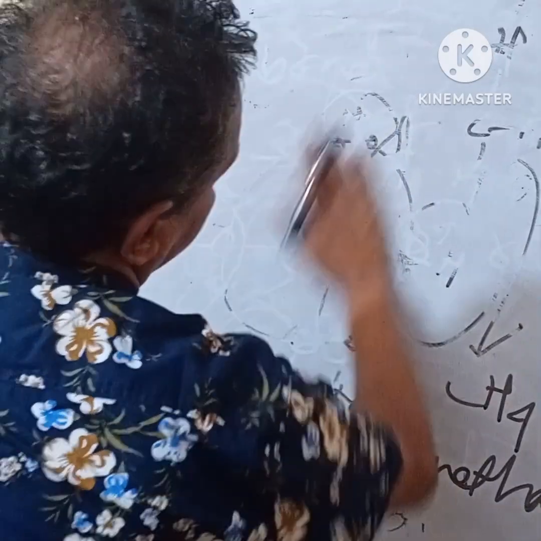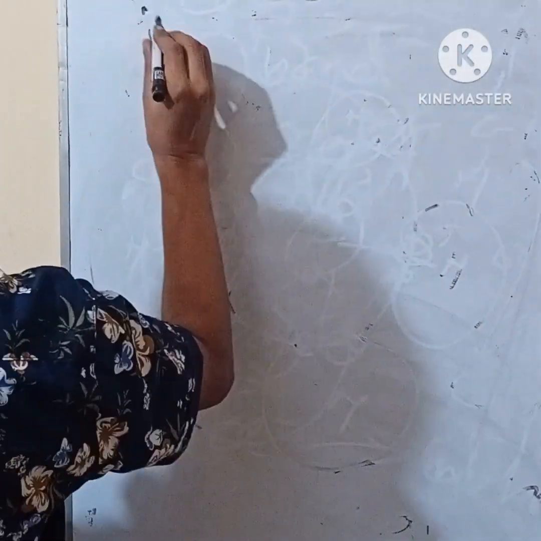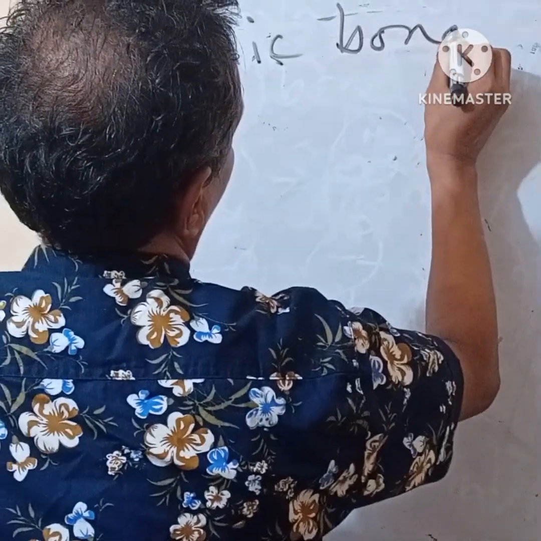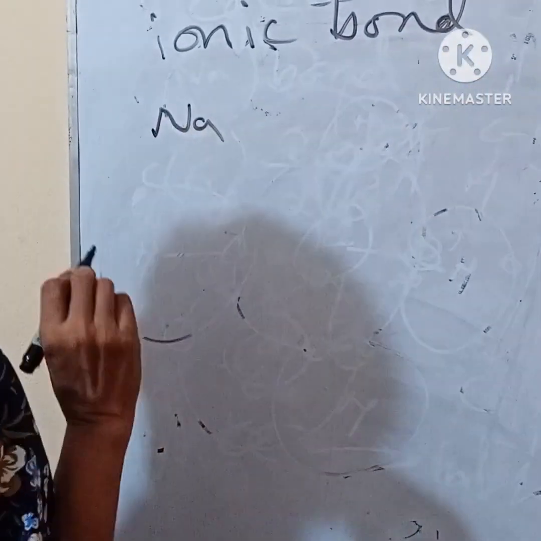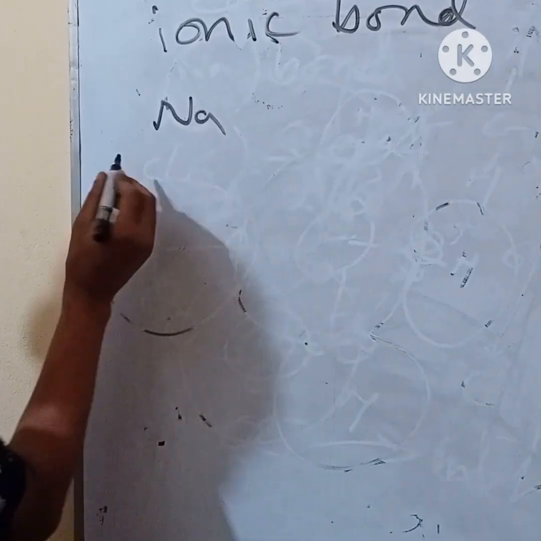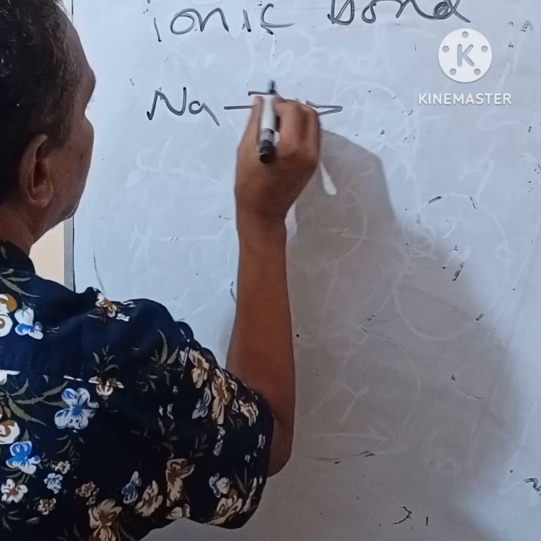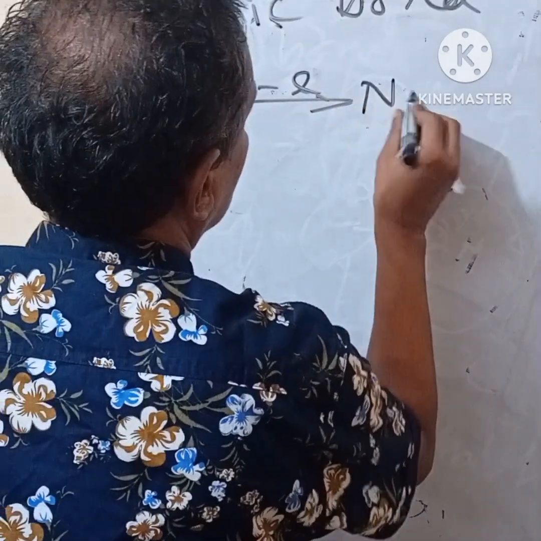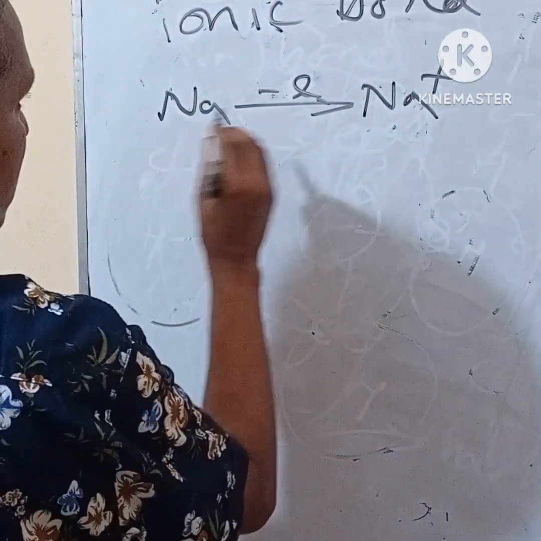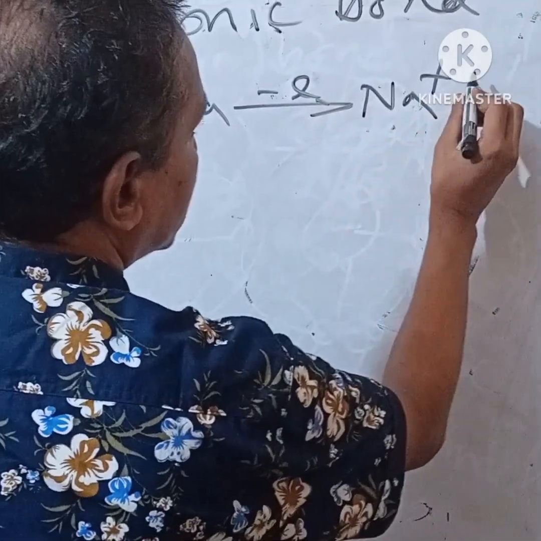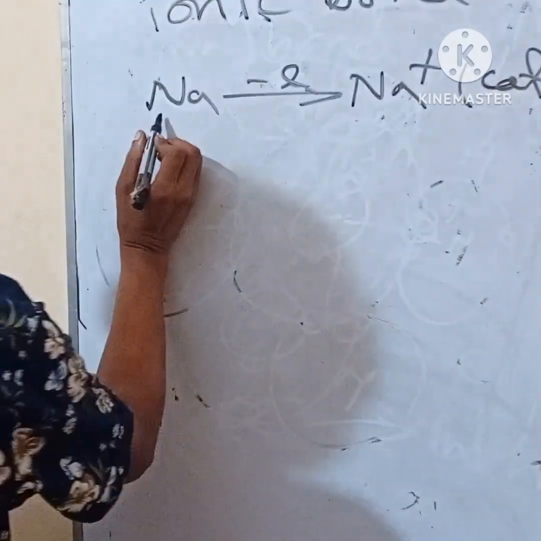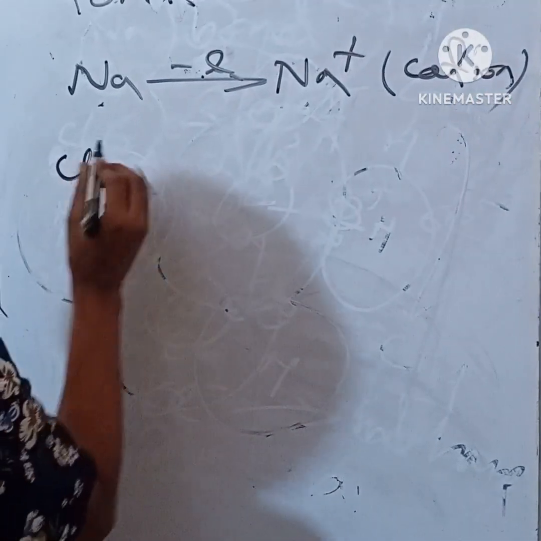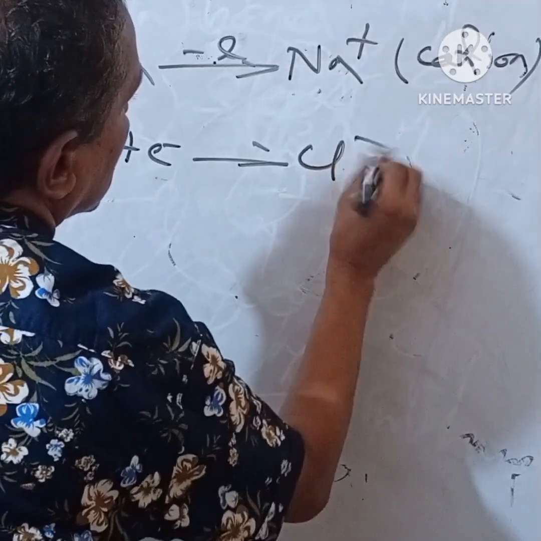This is sharing. In the previous reaction, ionic bond: the metal atom gives electrons, reduces electrons, and becomes a sodium cation. The metal reduces electrons and becomes a cation, and the non-metal increases electrons and becomes an anion.